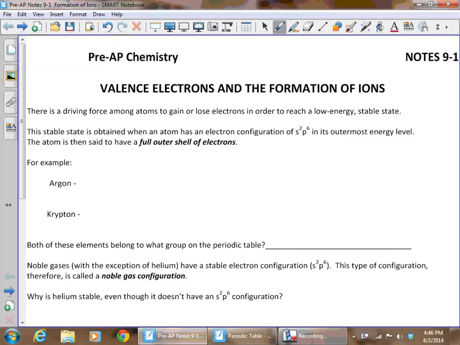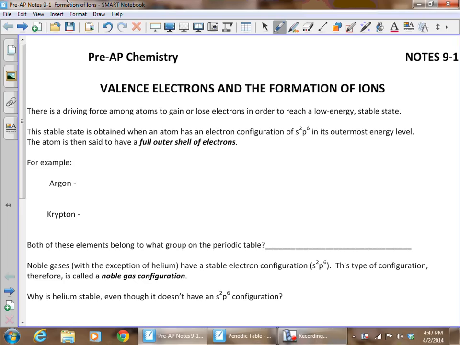Today we're going to be talking about valence electrons and how these electrons affect the formation of ions. There's a driving force among atoms to gain or lose electrons in order to reach a low energy state, and this state is obtained when an atom has an electron configuration of s2p6 in its outermost energy level. If that happens, it's said to have a full outer shell of electrons.